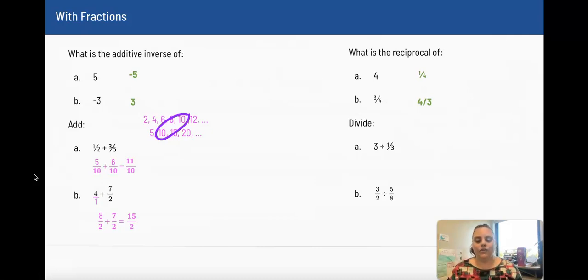Dividing. When we divide, remember we're going to multiply by the reciprocal. So 3 divided by 1/3 changes to 3 times 1/3 flipped over, which is 3 over 1. That's really just 3 times 3, which is 9.